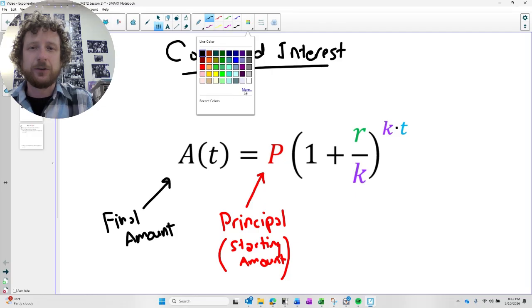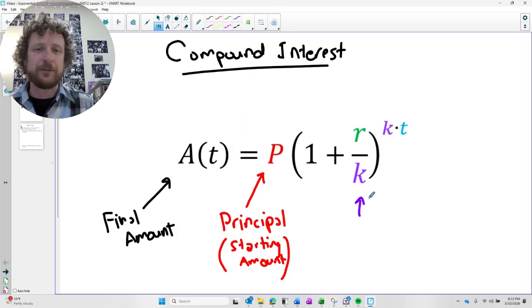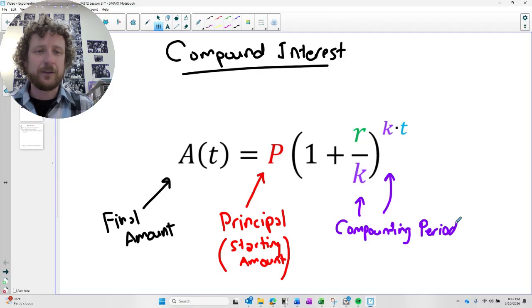And then K is the toughest one to define. That K we'll write twice. So whatever K equals, we're going to write the same thing in that denominator as in the exponent. That is compounding periods, and that's the number of times compounded per year.